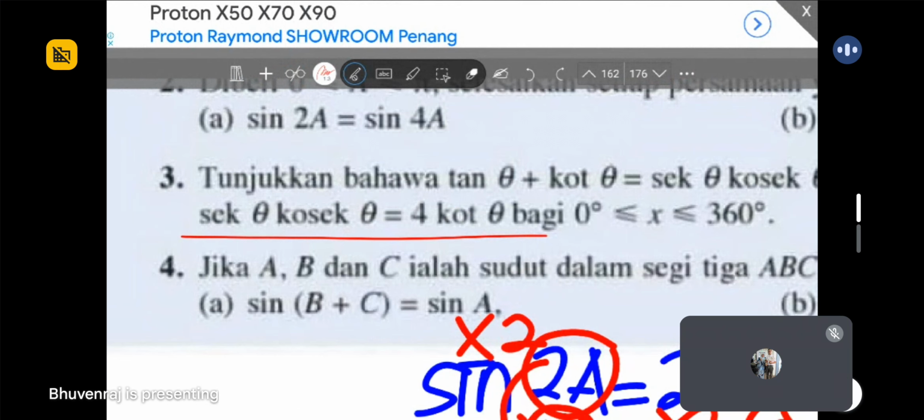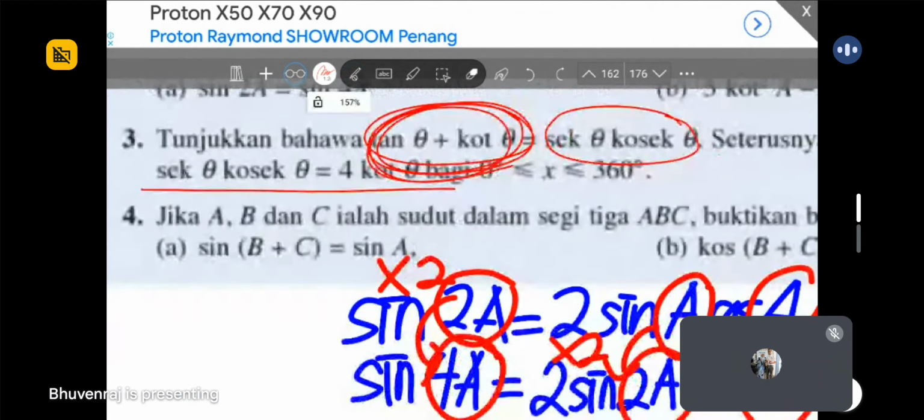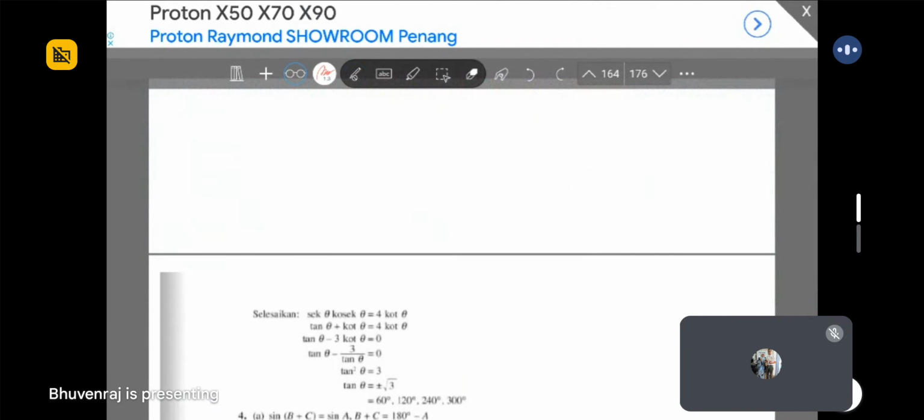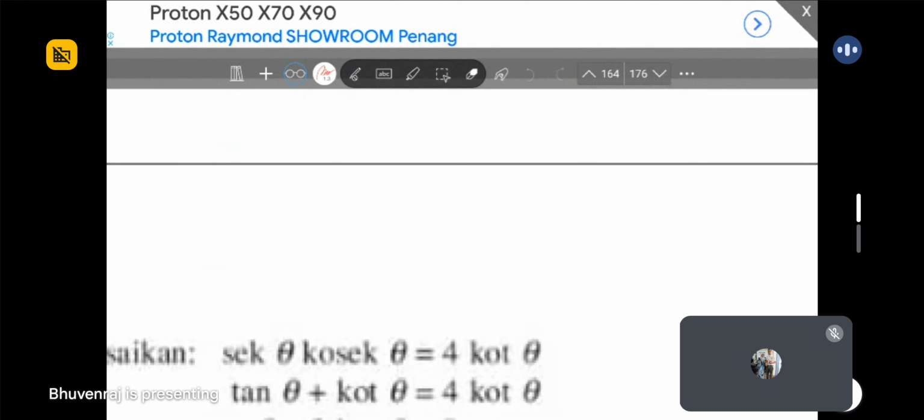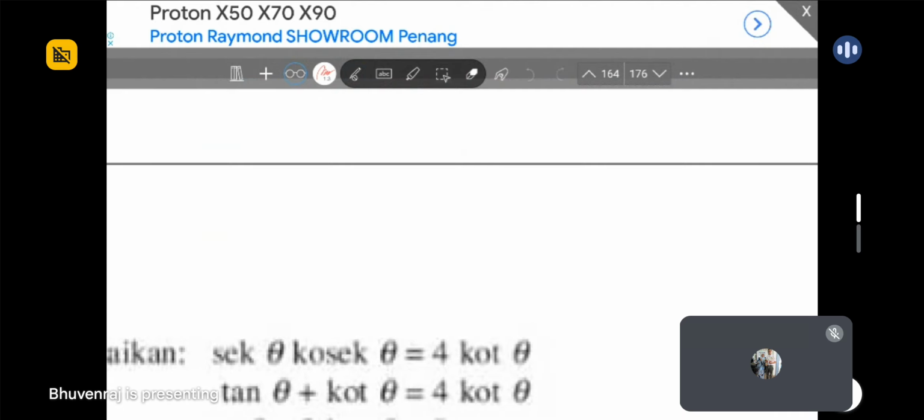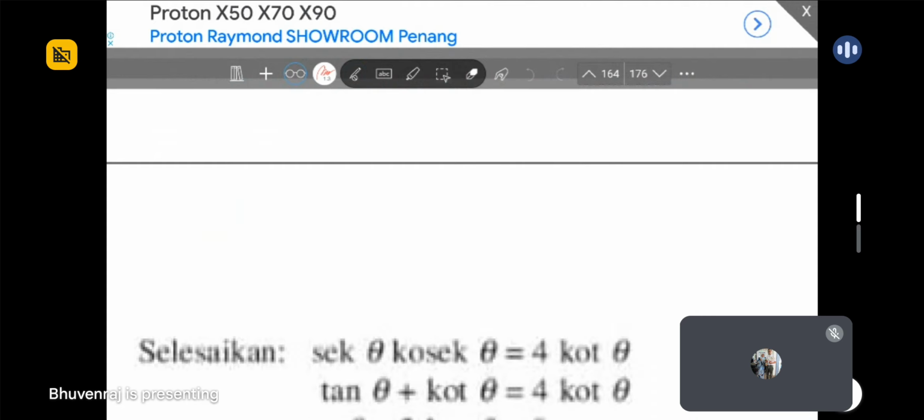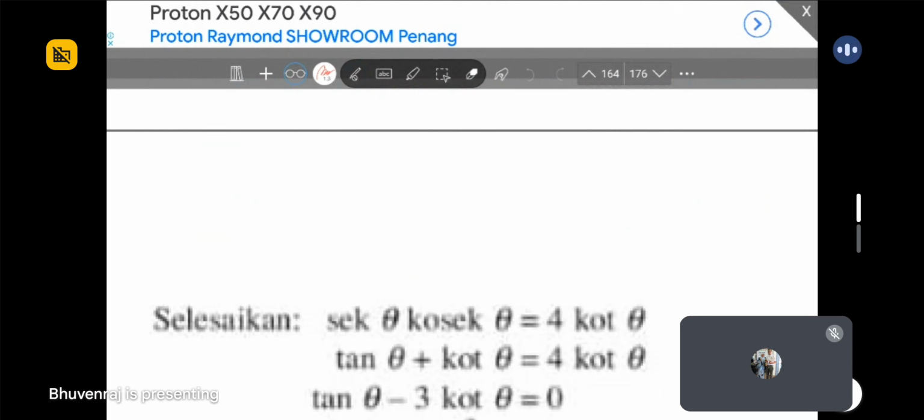Okay, confirm we are going to use the information lah just now. So secant theta, cosecant theta, I can substitute with tangent theta plus cotangent theta. So you will get the equation like this. Okay, persamaan dia macam ni. Okay, so you can see over here, tangent theta plus cotangent theta equal to 4 cotangent theta. Okay, so again, always make the right hand side equal to 0. Okay, bagi belah kanan tu sama kosong. So you shift, you will get tangent theta minus 3 cotangent theta equal to 0.